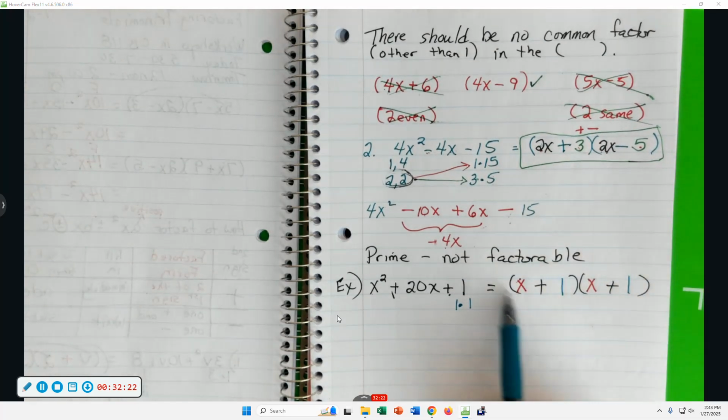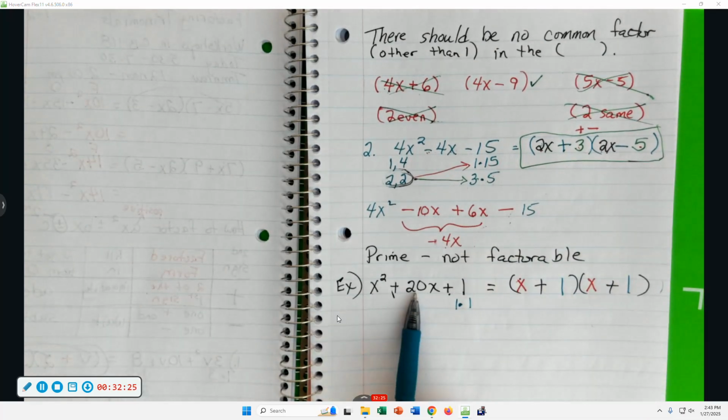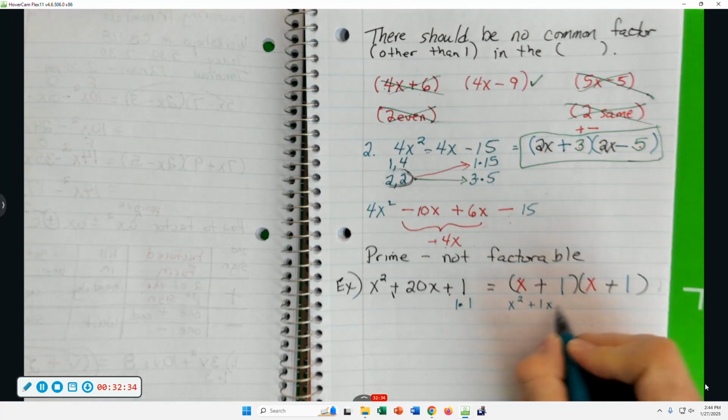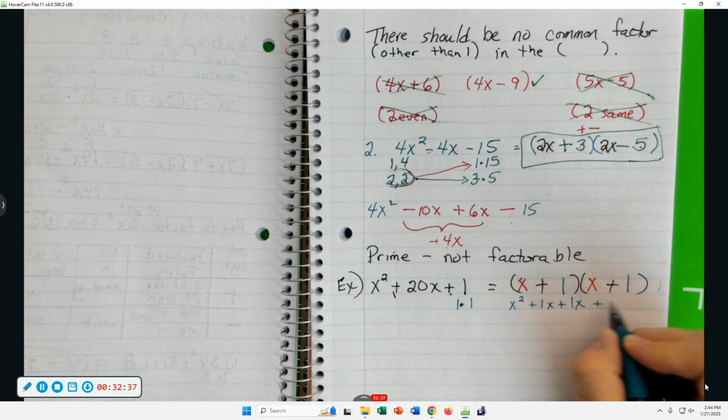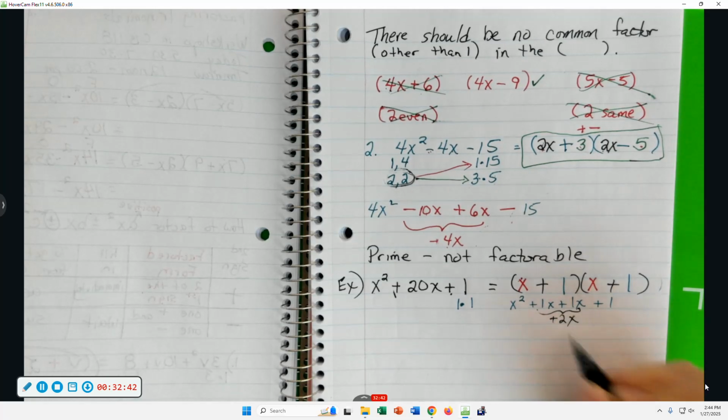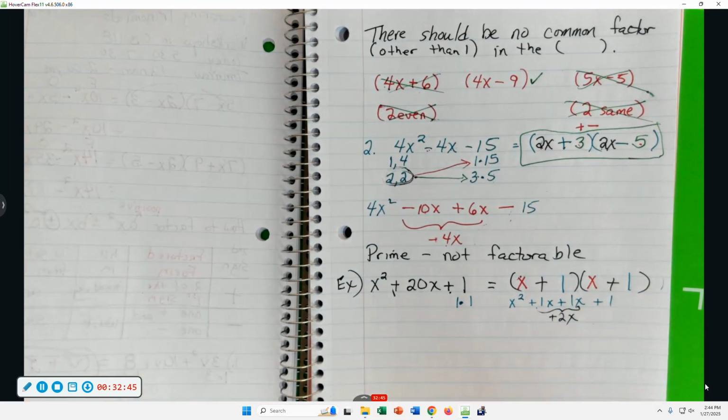If I FOILed this out, am I going to get a plus 20x for that middle term? No. The outer product is 1x, the inner product is 1x. There's no way you're going to get a 20x. You're going to get a 2x, not a 20x. And there's nothing else you can do. There are no other numbers that multiply together to give a 1. When I say numbers, I mean just the counting numbers, positive integers. If it's factorable, you can factor it using integer coefficients.